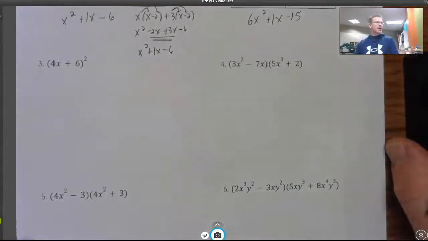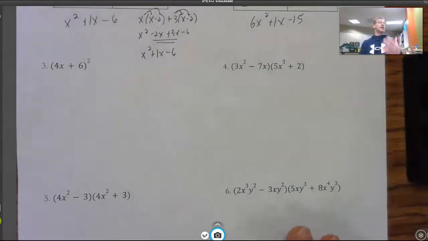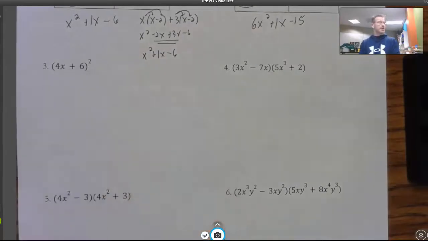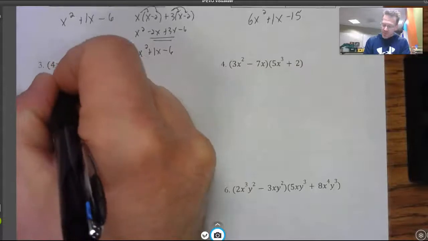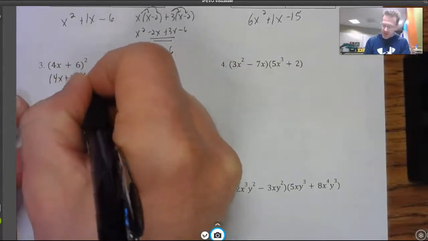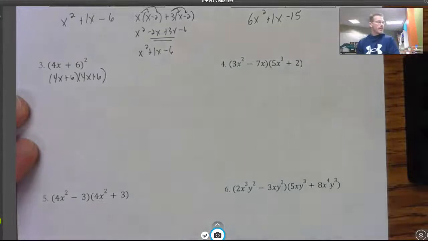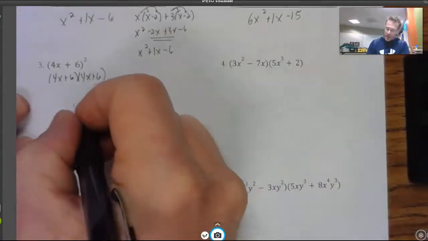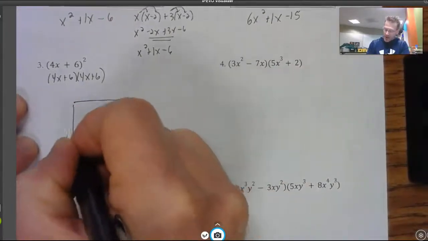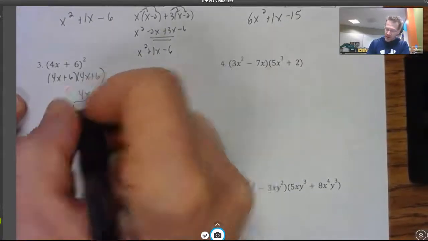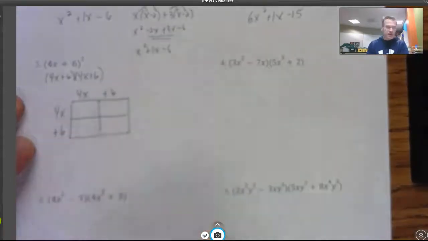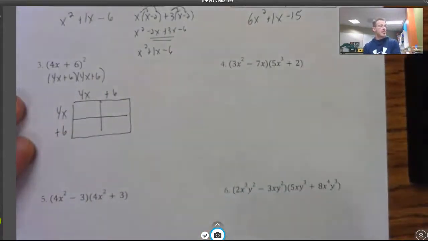Now, sometimes we have to interpret and rewrite before we ever begin the problem. So notice here I have 4x plus 6 squared. I have to rewrite that so that it is a product. Remember, if something is squared, that means times itself. So this is really 4x plus 6 times 4x plus 6. I'm just going to create my area model real quick. I know it needs to be 2 by 2 because I have two terms and two terms. So 4x plus 6, 4x plus 6. Now I can just do my distribution.